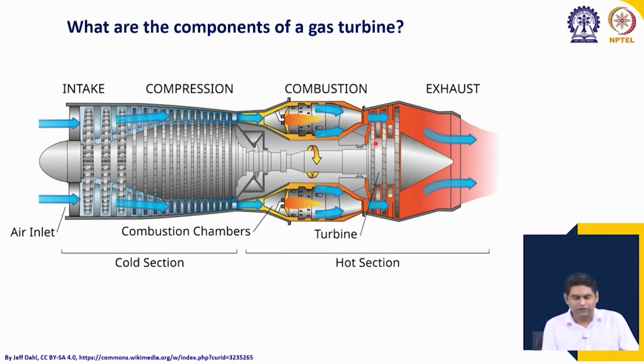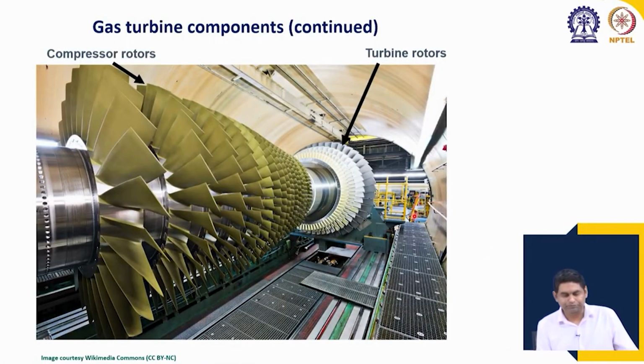These are the components again: the compressors are shown here, with multiple stages, as we have discussed, then the combustion chamber and the turbine. This is for a jet aircraft, so there are additional devices like the nozzle, which we will discuss later. This is an actual image of a large industrial gas turbine, and you can see what the stages of the compressor and the stages of the turbine look like.